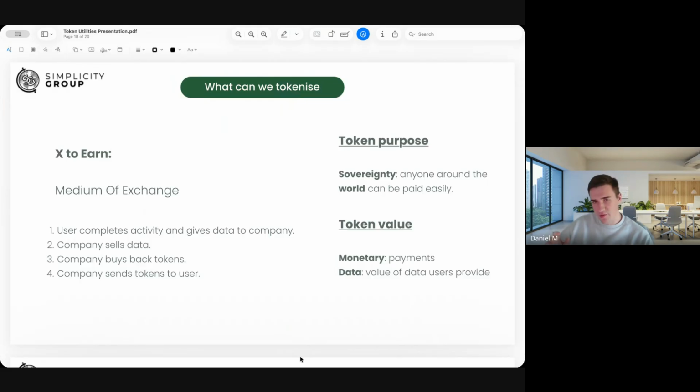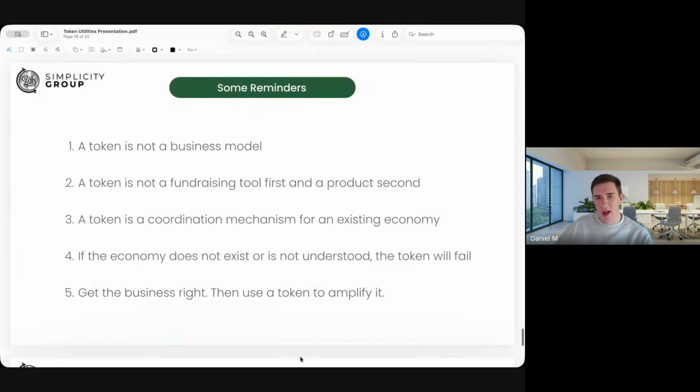So that's sort of how you think about what you can actually tokenize in your business and how you should think about the token utilities. And just some reminders, because this is things that everyone gets wrong. A token is not a business model. Again, now that the space is maturing, we're seeing less of this, but some people still think the token is the core business model. It's not a fundraising tool first and a product second. You need to get your product, your business right, and then you can think about where the token can be implemented. Even if the token is a core part of your business, you have to understand the value flows first.